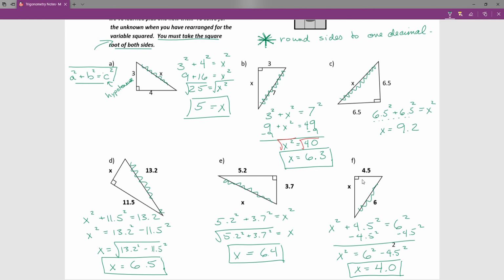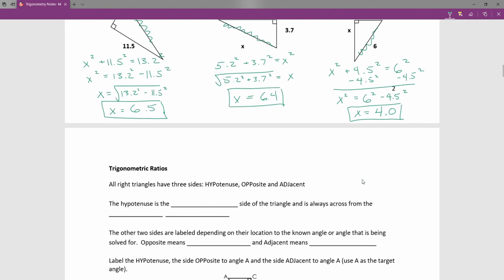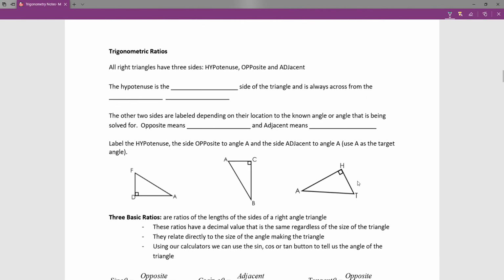So that is the first 2 bits of this part 1. So we've gone through the angles in a triangle, and now we've done a little review on Pythagorean theorem. So hopefully you're feeling pretty good on that. I'm going to finish up this video with an introduction to the trigonometric ratios.